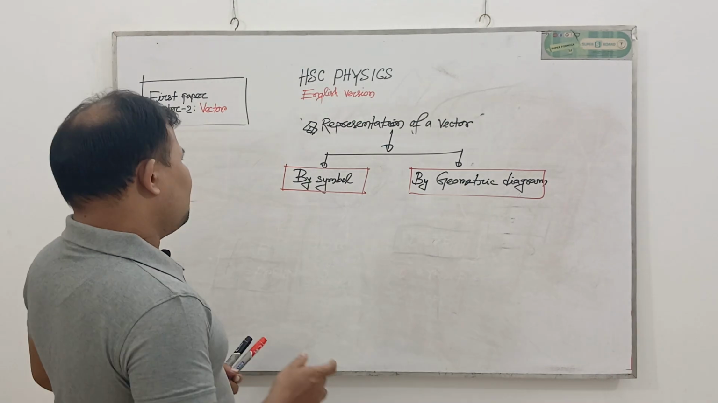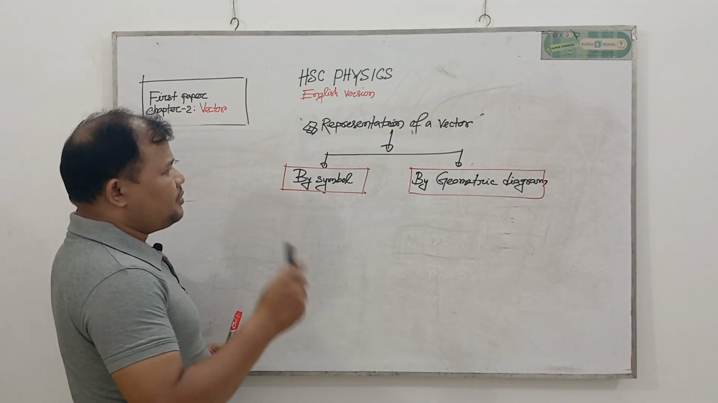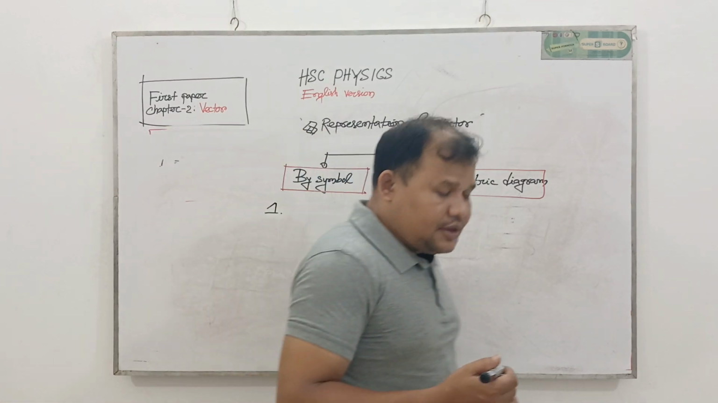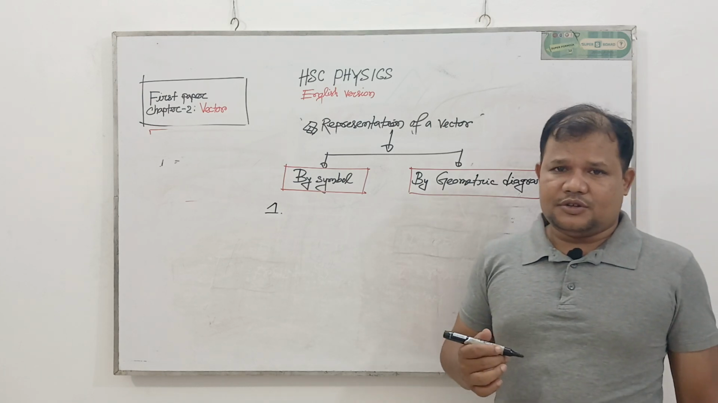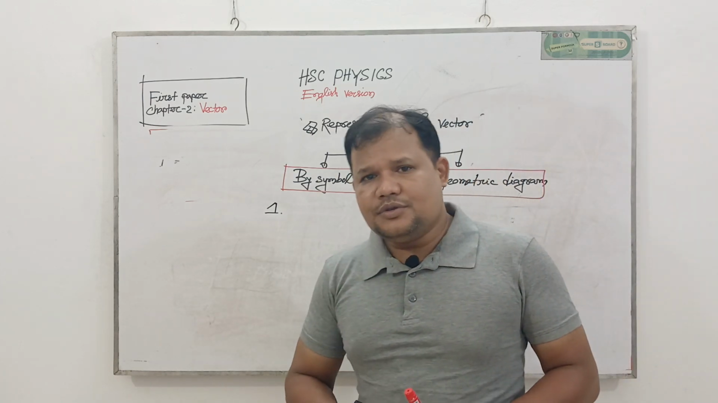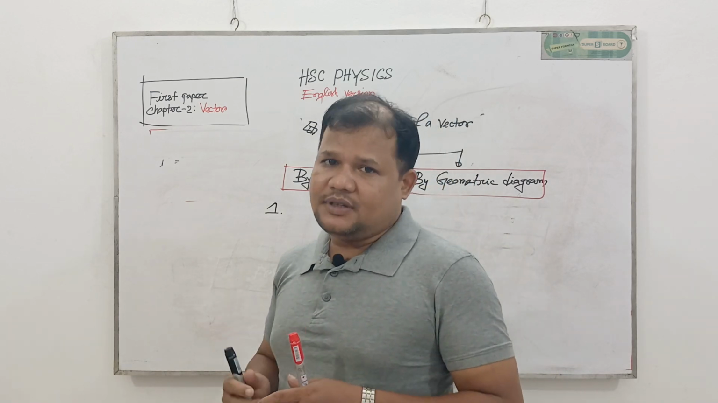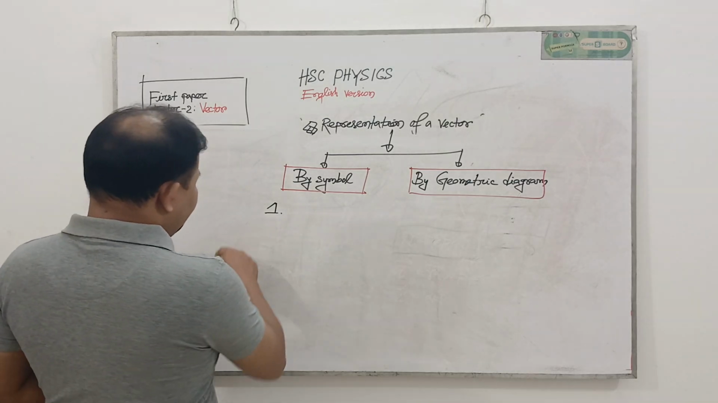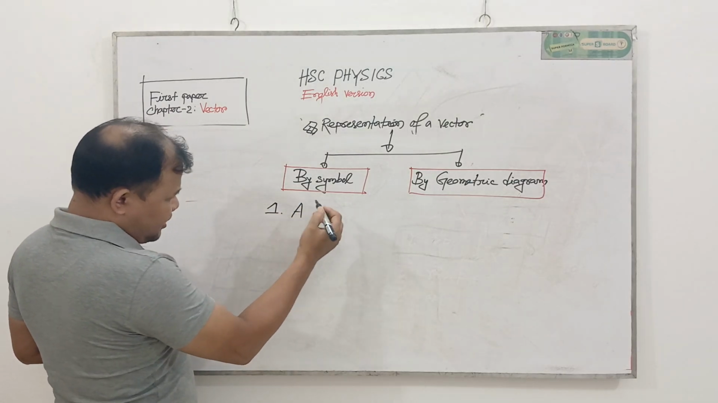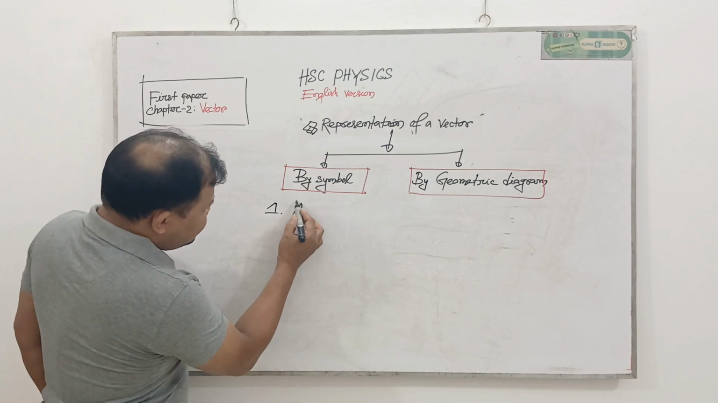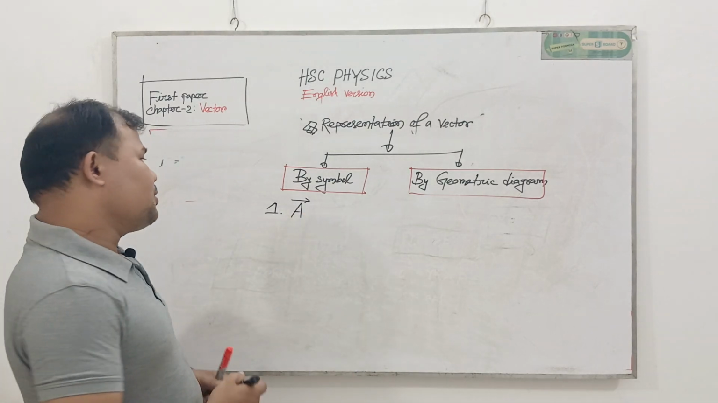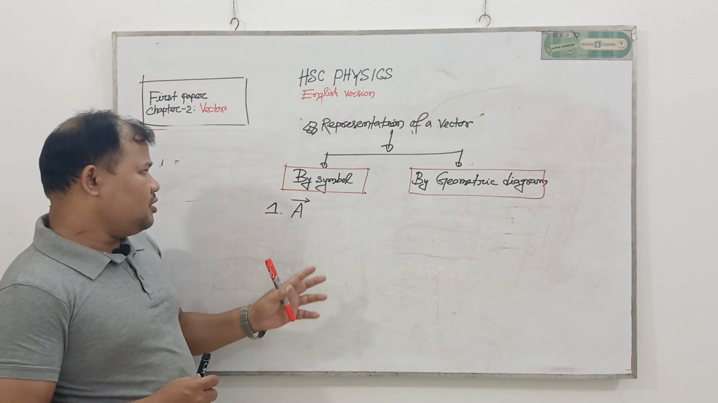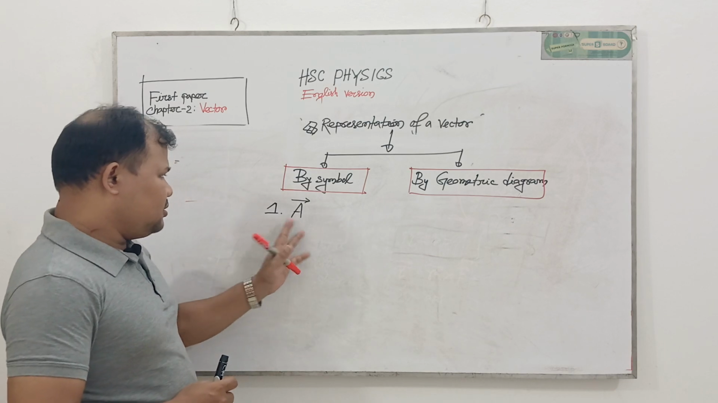In case of applying symbol, when we use symbol for representation of vector, we have four options. Number one option: which symbol can we use to represent a vector? Mainly we use English alphabet, capital letter or small letter. If we write a capital alphabet, suppose we write A, and we write an arrow sign at the top of this letter, this is one of the options for representation of a vector by using a symbol.